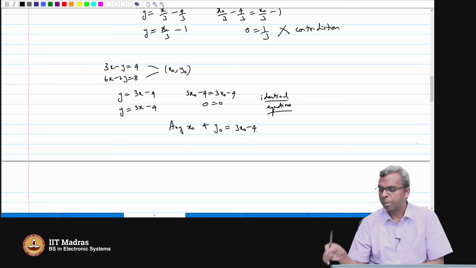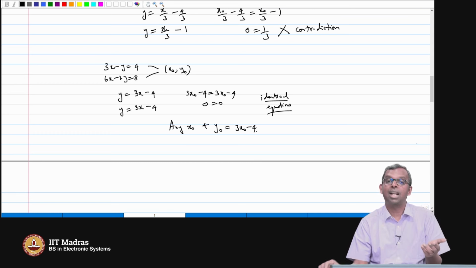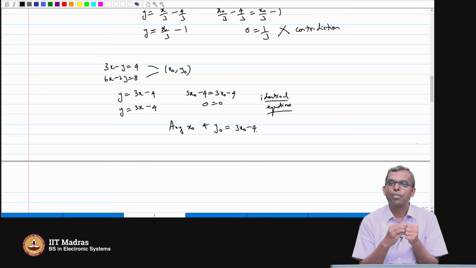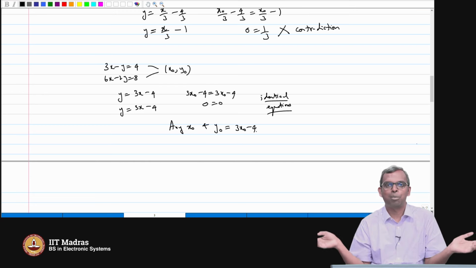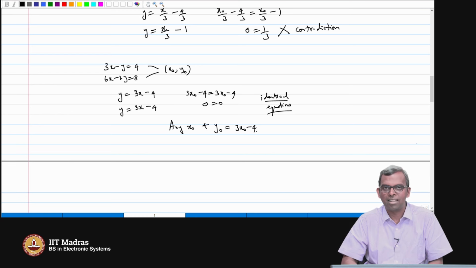Okay. So, sometimes this can also happen. You start with assuming one point of intersection, and guess what, you get all the points of intersection through your analysis. Okay. So, such interesting things can happen even with the straight line. We will come back and revisit this at a later time.